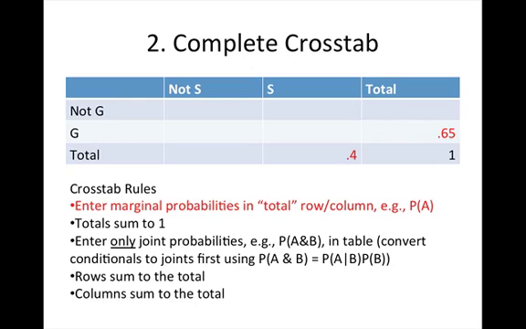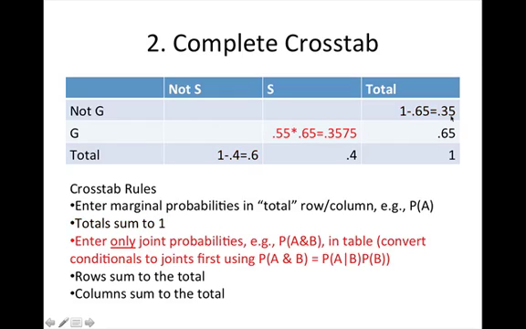Step 2 is to complete the crosstab. The first thing we do to complete a crosstab is enter all marginals. So I've entered in the probability of a successful launch, 0.4, as well as the probability that the marketing research says go forth with the launch, which is 0.65. The next step is to find the other marginals. Remember, everything has to add up to 1. Therefore, the probability that a launch is not successful is 1 minus 0.4, 0.6. The chance that the market research says don't do it is 0.35.